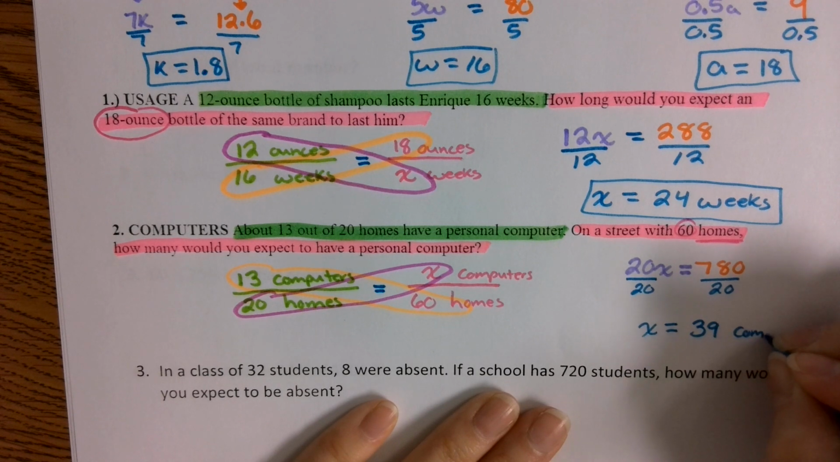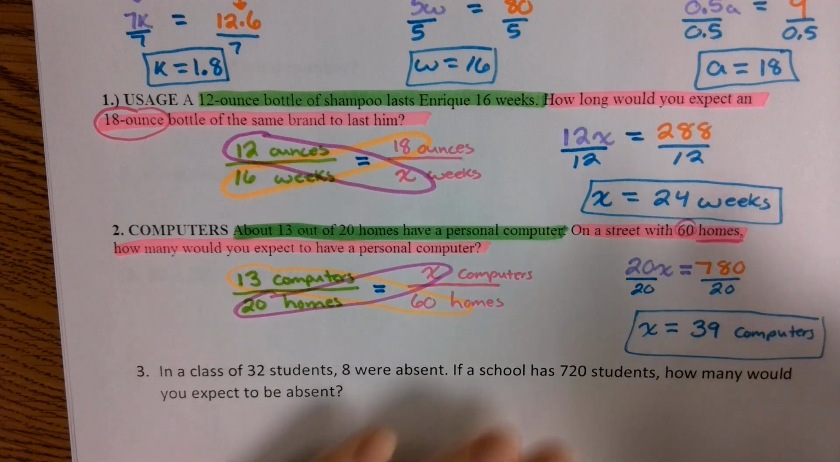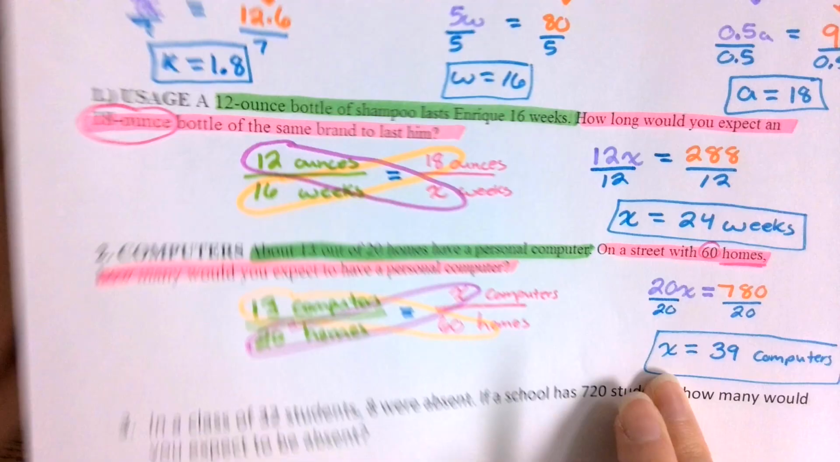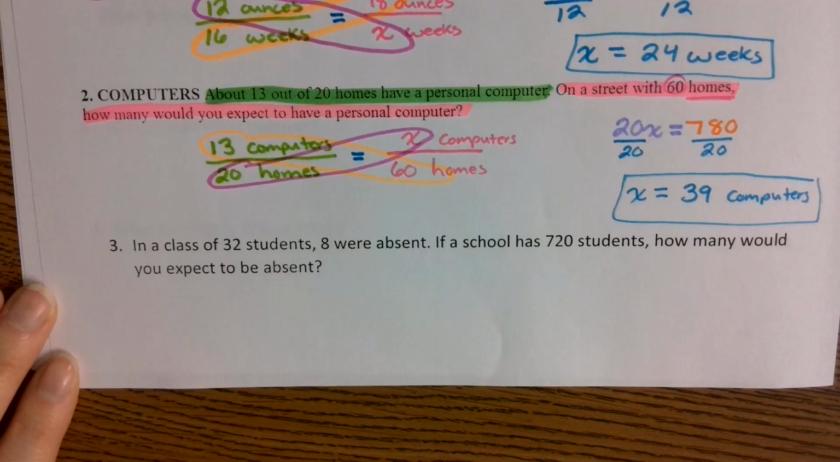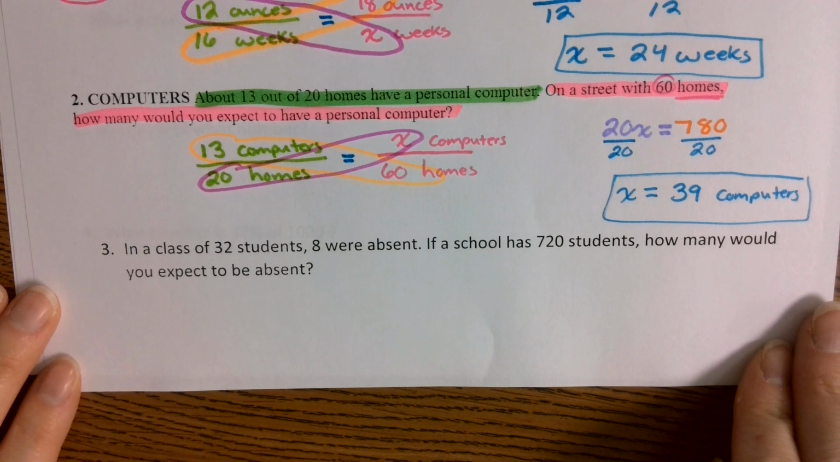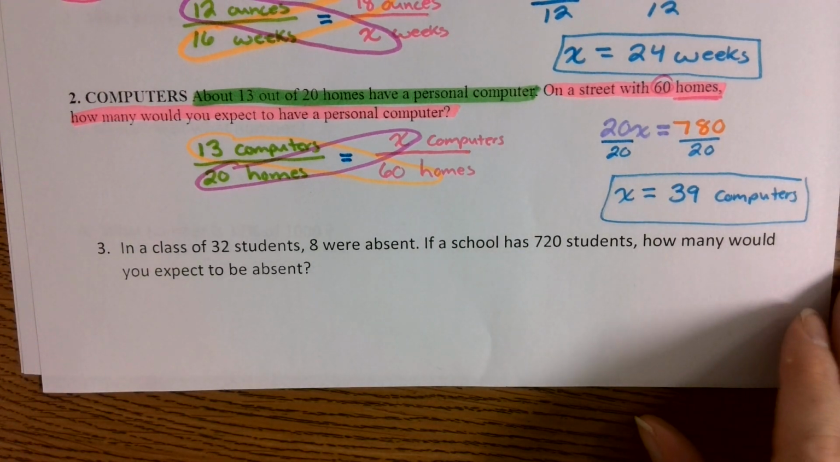So 39 computers. I want you guys to go ahead and do problem 3, and I think on the second page you can do numbers 4 and 5 as well. Go ahead and do problems 3, 4, and 5. All right, let me go ahead and go over this real quick because I want to be able to get us on to the next stuff.